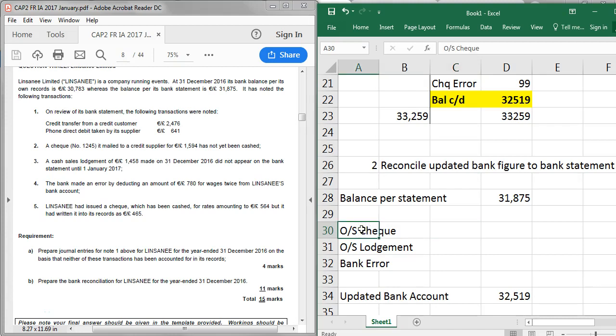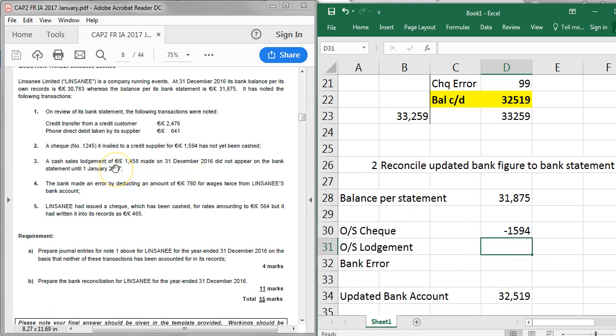So take for example the outstanding check, which is note 2. Remember, this has been sent to a supplier, but it hasn't been cashed. So when we send it to a supplier, we would debit trade payables and credit bank. So this check is already taken out of here. It's already out of our bank account, but it's not out of here. So that means this is overstated by 1594 compared to here. So to reconcile between the two, you minus 1594, because it's not out of here, but it is out of here. That's just a timing difference.